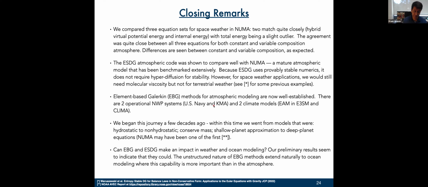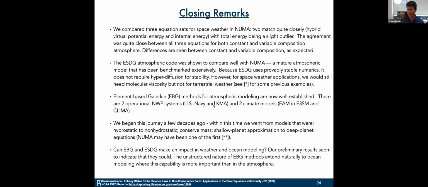And we began this journey a few decades ago. I think the first paper I published in this area was back in like 2002, maybe. So yeah, it's been over 20 years. And we saw a big change in atmospheric modeling from being hydrostatic to fully non-hydrostatic, even for global modeling. We now have models that insist on conserving mass. They don't really use the shallow planet approximation as much, and have moved over to the deep planet equations because without that, you can't do space weather.